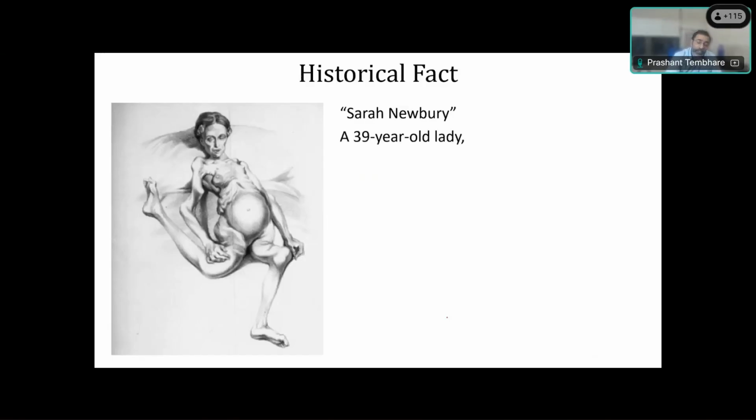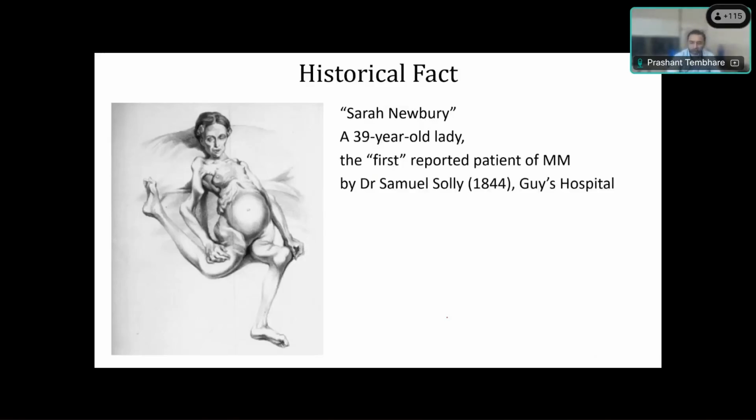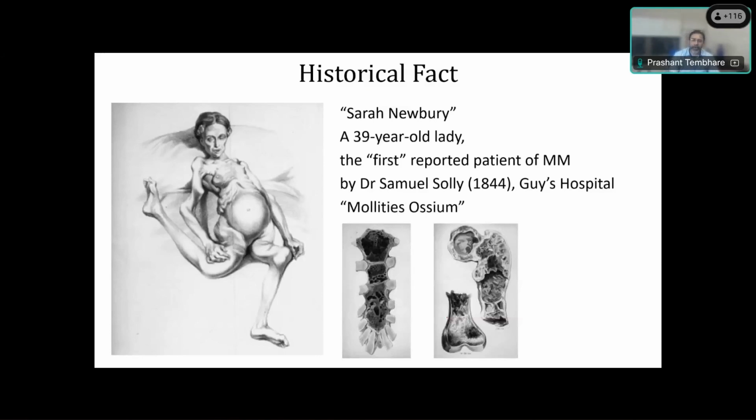This patient was a 39-year-old lady, and this was the first reported patient of multiple myeloma, by Dr. Samuel Solly from Guy's Hospital, and they called it mollities ossium, basically. At that time multiple myeloma was not the term. The term was defined later on, but mollities ossium was given because it has multiple lytic lesions in the bone. Okay, so that was about case 1.